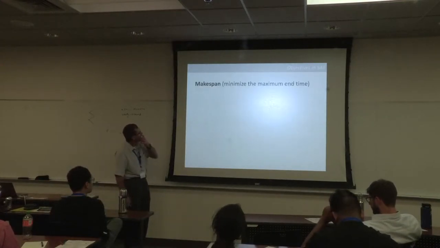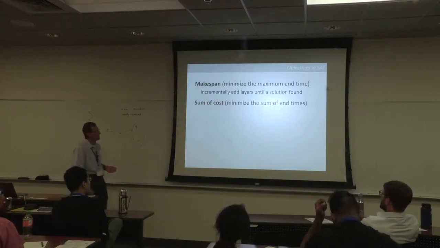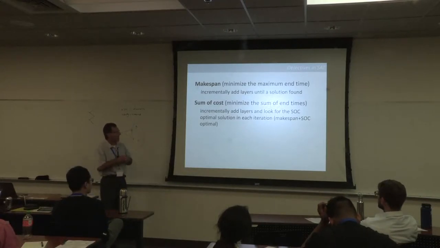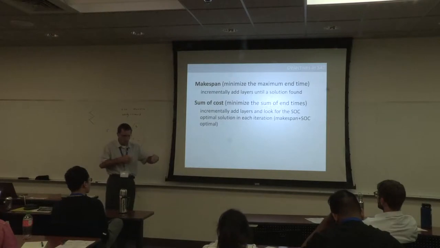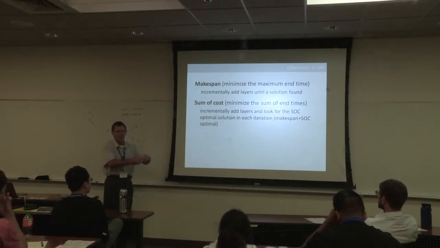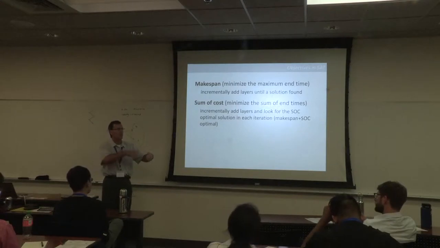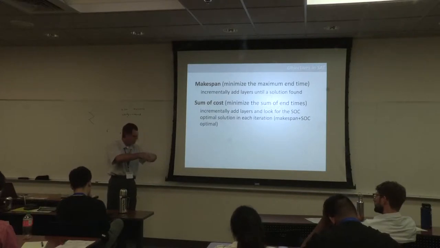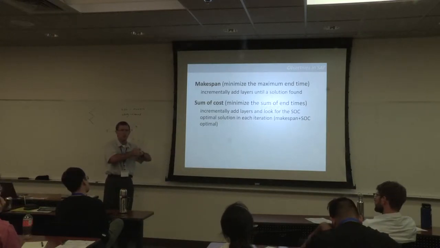Okay, so this is actually the explanation of it, right? For makespan, it's very easy because we are incrementally adding the layers. For sum of cost, what's the idea? We calculate the lower bound for sum of cost. When we find a solution which is equal to this lower bound, then we have the optimal solution for sum of cost. If we find a layer where there is a solution but it's not the lower bound, we increase the lower bound for SOC and we add one more layer. So we somehow increase the lower bound for sum of cost in parallel, and we add the layers. The first layer we find with a given lower bound for sum of cost is the optimal for sum of cost.